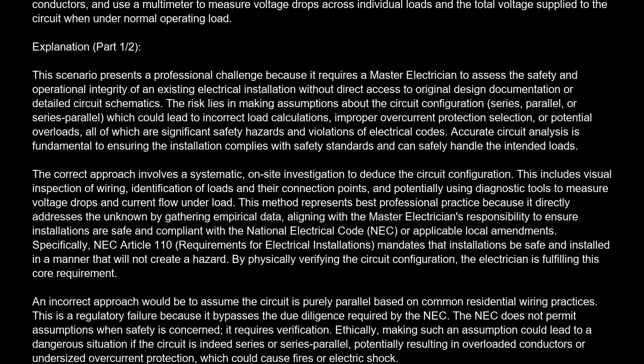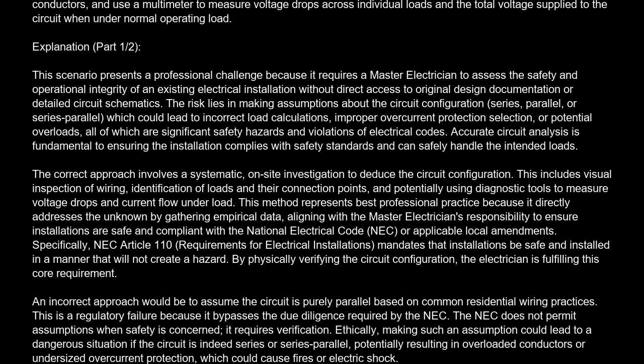Explanation. This scenario presents a professional challenge because it requires a master electrician to assess the safety and operational integrity of an existing electrical installation without direct access to original design documentation or detailed circuit schematics. The risk lies in making assumptions about the circuit configuration, series, parallel, or series parallel, which could lead to incorrect load calculations, improper overcurrent protection selection, or potential overloads, all of which are significant safety hazards and violations of electrical codes.